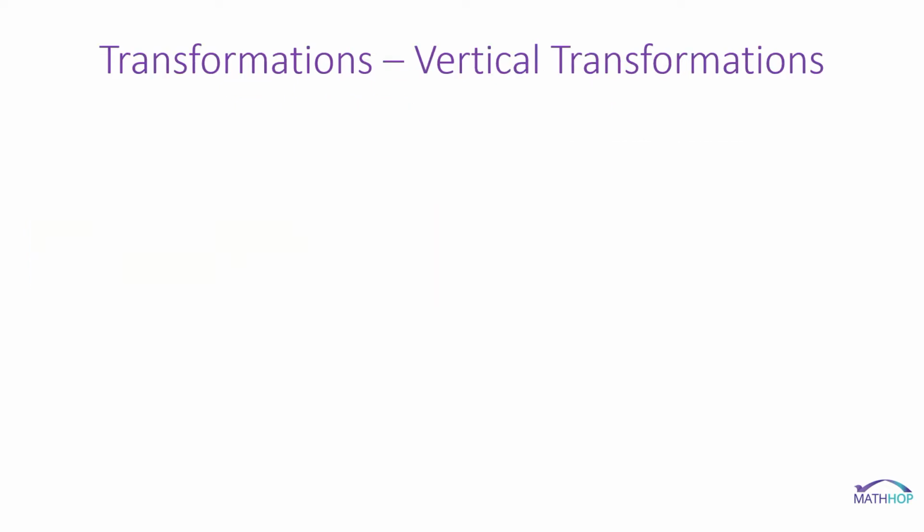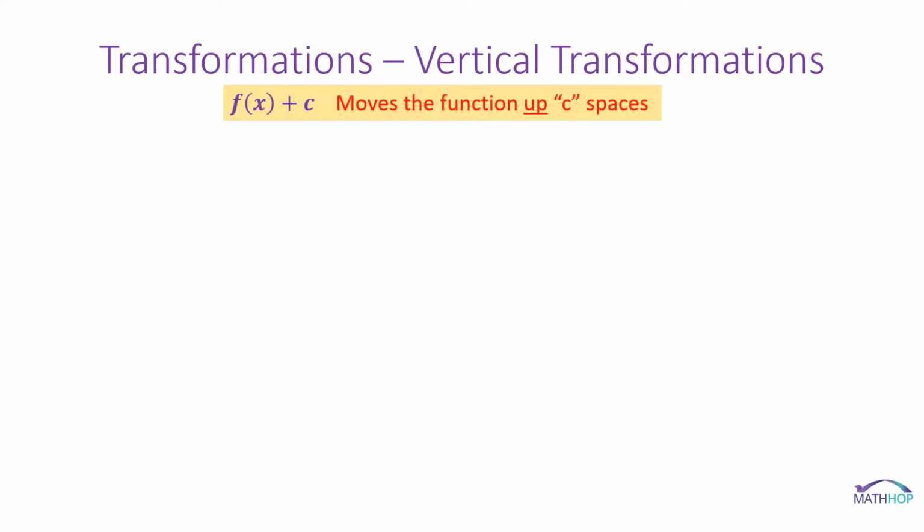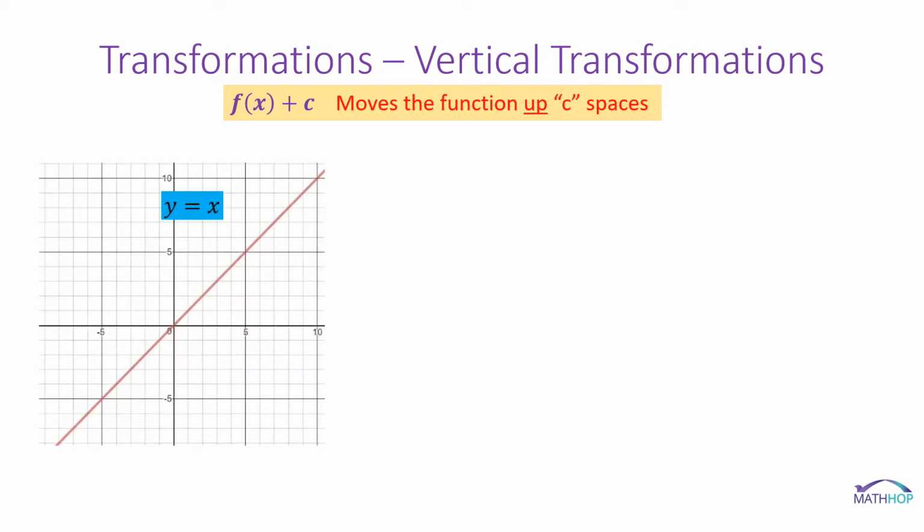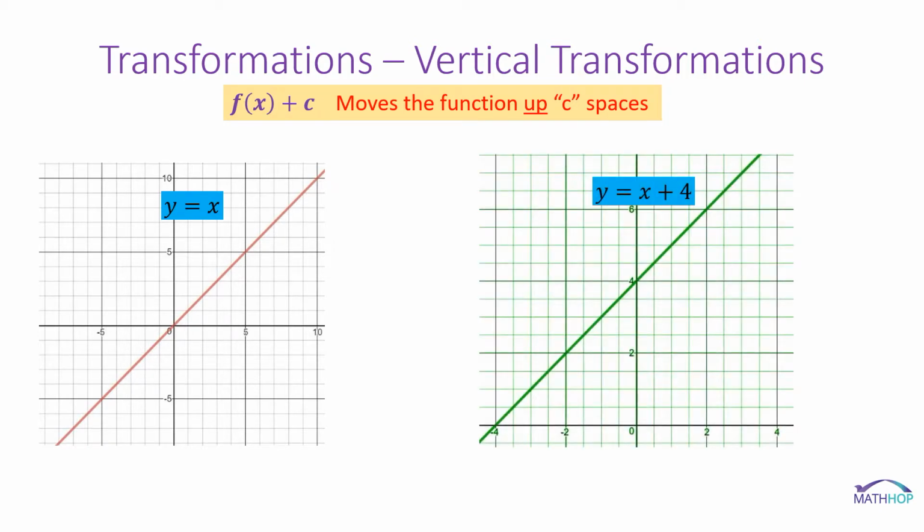Let's look at vertical transformations. Vertical transformations, I think, are the easiest to comprehend. We have f of x plus c moves the function up c spaces, just like we would expect. So we have the graph of y equals x. The graph of y equals x plus 4 has shifted up 4 units. Okay, so this is y equals x plus 4. All of our outputs are shifted up 4 units.